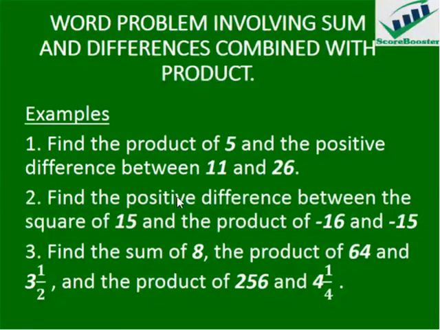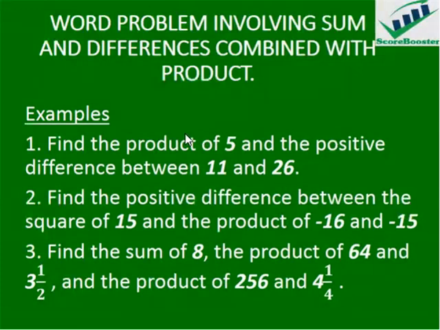The second one says we should find the positive difference between the square of 15 and the product of minus 16 and minus 15. The square of 15 means 15 squared, which is 15 multiplied by 15. That's why I said the first operation you see in your statement will be the last operation you carry out. The first thing you do is to look for the square of 15 and the product of minus 16 and minus 15. You look for the greater one and the smaller one, and for you to get a positive difference, you subtract the smaller one from the larger one.